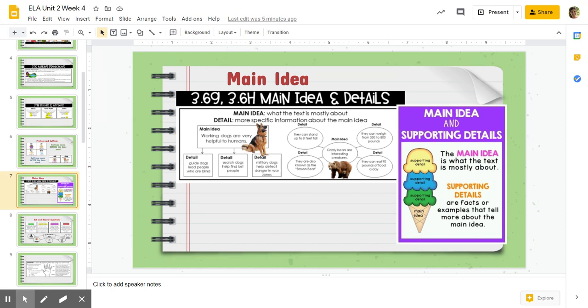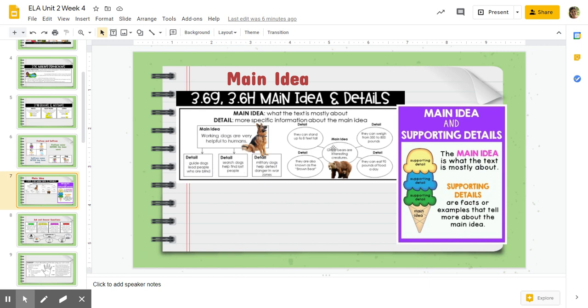We have to be very careful when we're reading. It might say, dogs are very cute. That is true. It's an opinion, but that does not support that they are useful or helpful to humans. So just because it's true and you read it in the text does not mean that that is a supporting detail. They have to match with your main idea.